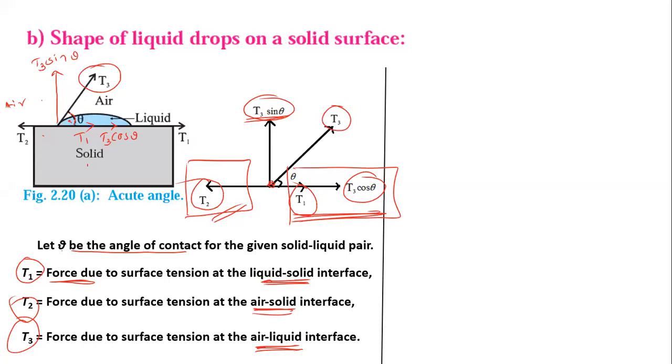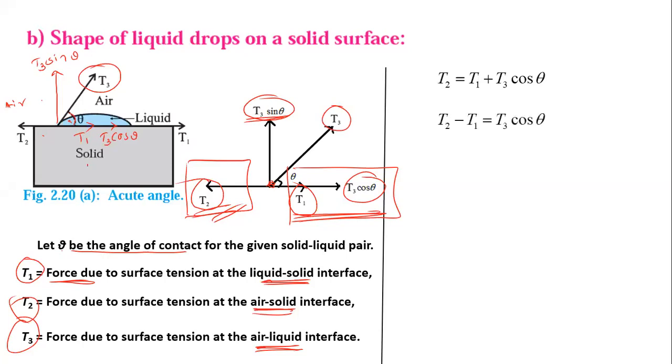Okay? T3 sin theta and the normal, that balances the weight. But that is not important for us. Now let me write the equilibrium position. At equilibrium, T2 is equal to T1 plus T3 cos theta. I hope you understood how we get this one.